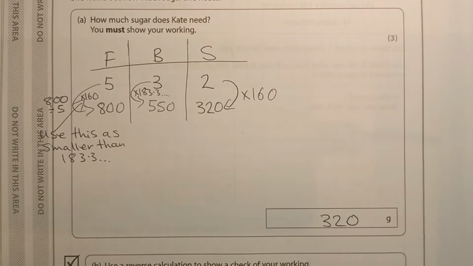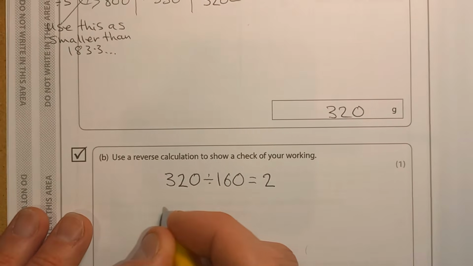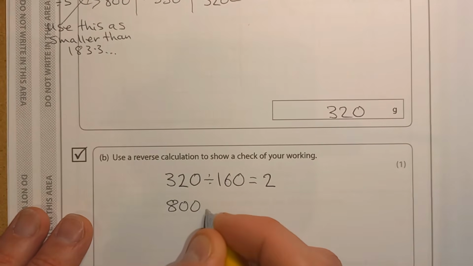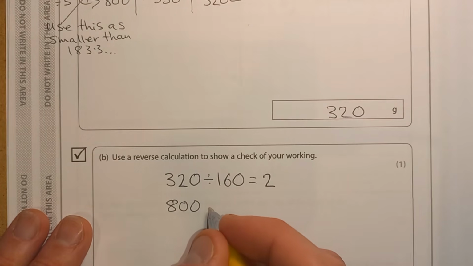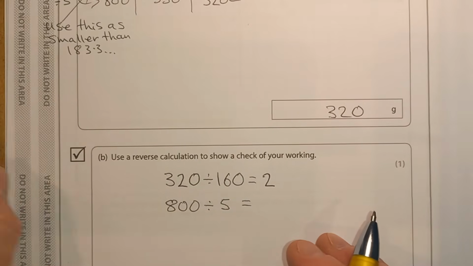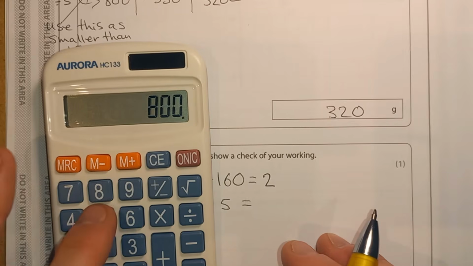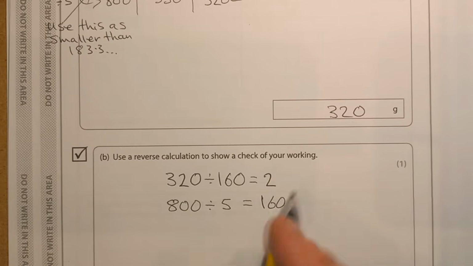Now, what did we do in the other part of the calculation? Well, that's part of it. That would probably get you a mark. But also with the 800, we calculated that 800. And the way we got the 800 was by doing 160 times 5. So if we do 800 divided by 5, we should also get back to 160. So we sort of got almost 2 checks there.